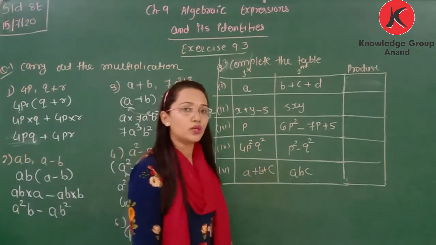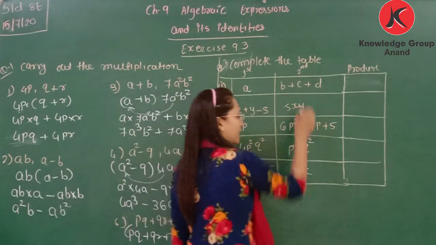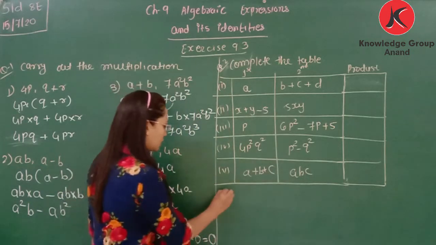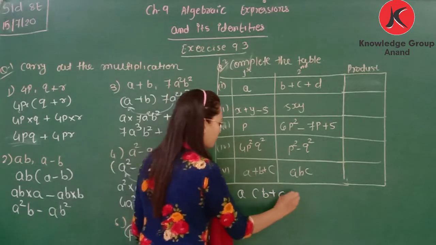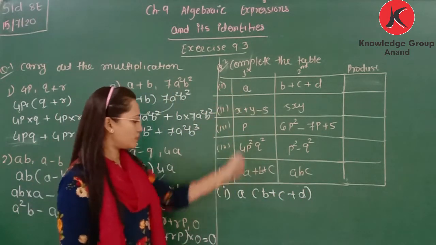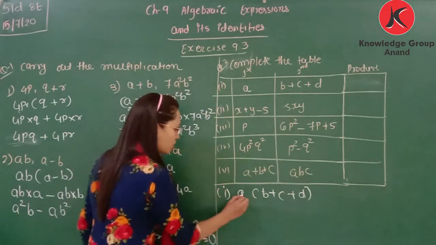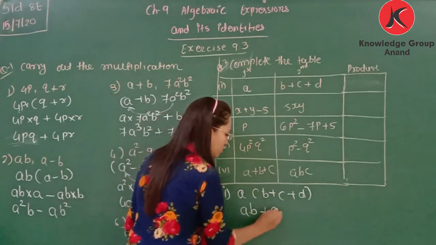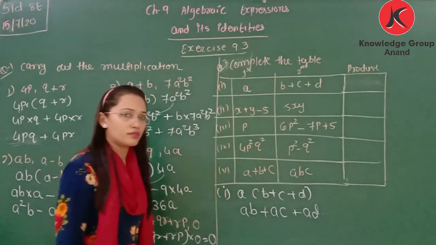Now question number 2, complete the table. Here first expressions are given, second expressions are given, and you need to find the product. So let's start here. First, a is multiplied with b plus c plus d. Okay, so for the first one, the first expression is a, the second expression is b plus c plus d. So here a is multiplied with b gives ab, a is multiplied with c gives ac, and a is multiplied with d gives ad. So this is our answer.